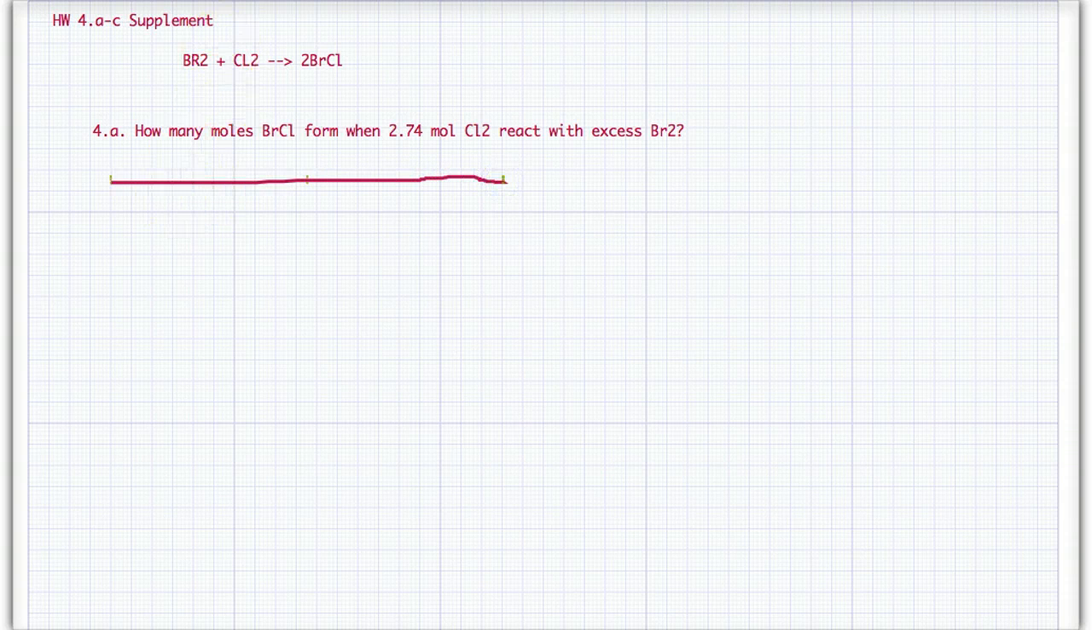So here we have 2.74 moles of Cl2, and we want to know how much bromochlorine we're going to make. And we're not worried about the bromine because it's in excess.